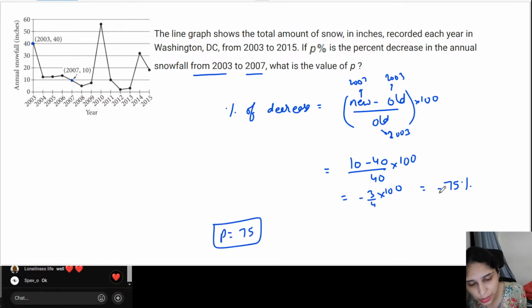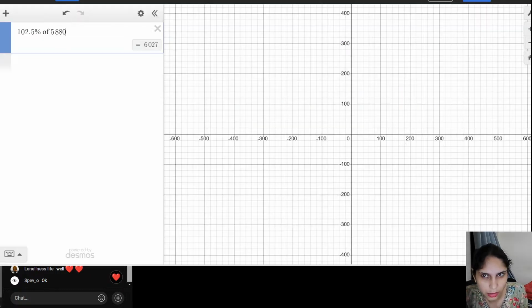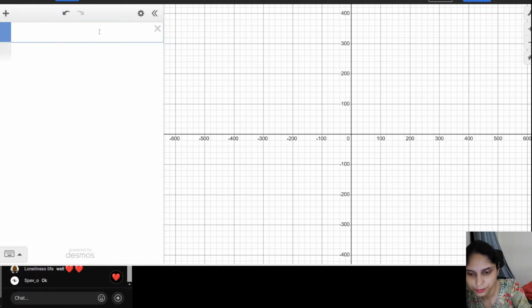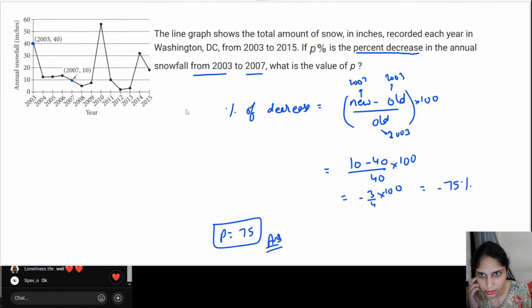You're getting a negative value because negative indicates that it is decreasing. So you don't have to take the negative into account. Why? Because they're already saying this is percent decrease. Or if you want, you can use Desmos as well. 75%. Got it?